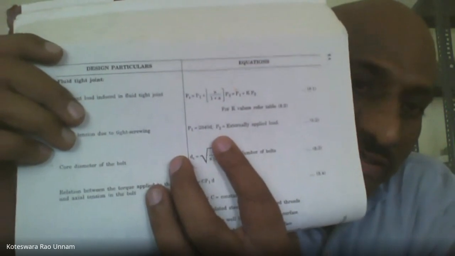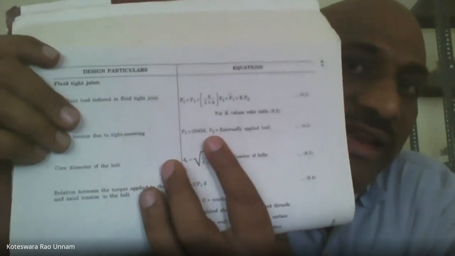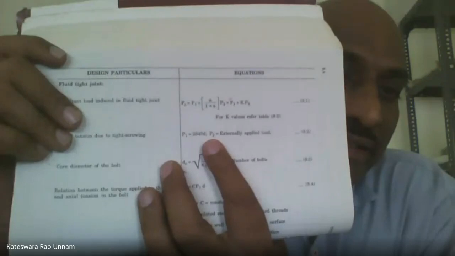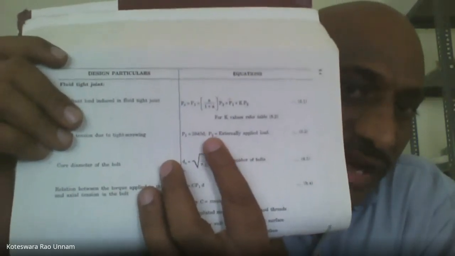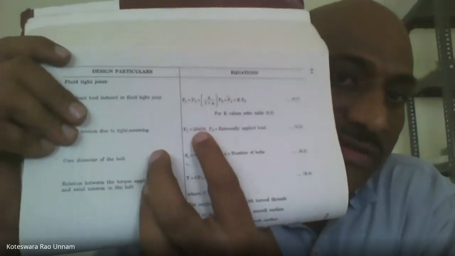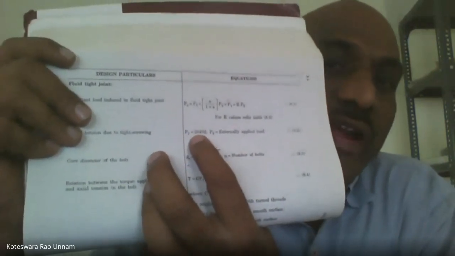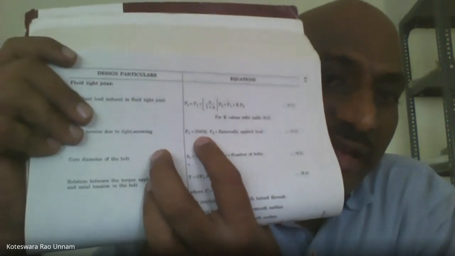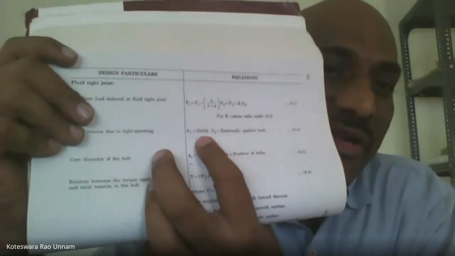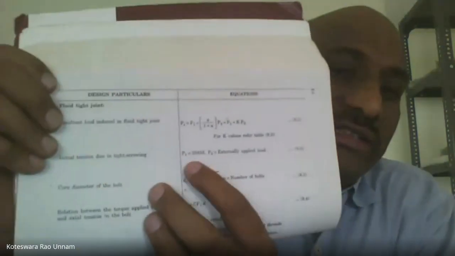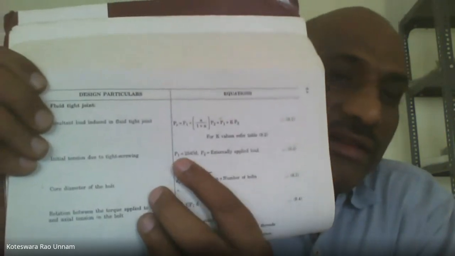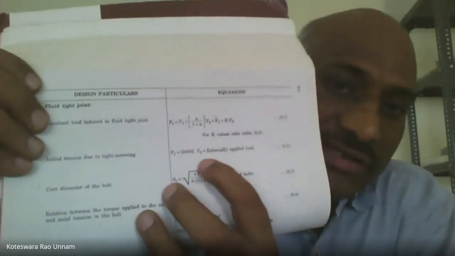Why I said it is a bolt? Because he has used the small d. Small d is used for external threads, and generally external threads are on the bolt. Therefore we'll call it a bolt. So in case of bolts, the initial tightening load is denoted by P1, which is 2840 times d, where d is the major or nominal diameter of the bolt. Then P2 is the externally applied load. So you use the two notations P1 and P2. P1 is load due to initial tightening and P2 is the external load.